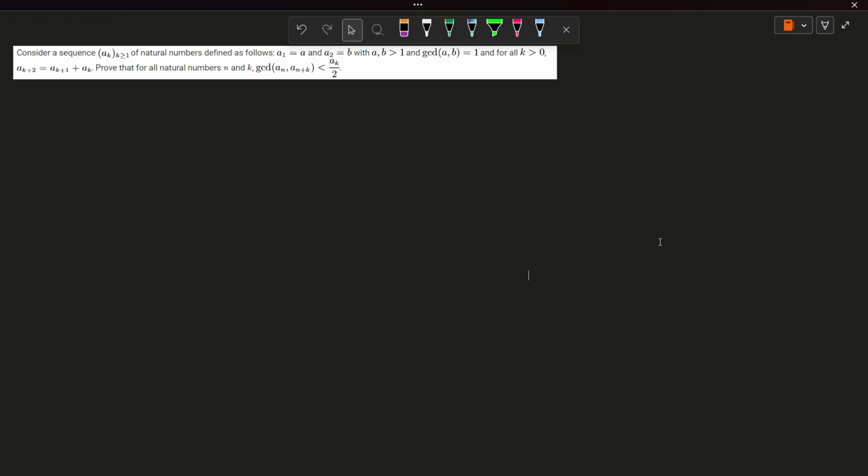Hello everyone, this is the second problem from RMO 2016. This is based on some concepts from the Fibonacci series. It states: consider a sequence a_k of natural numbers defined as a_1 equal to a, a_2 equal to b, with a, b greater than 1 and GCD of (a, b) equal to 1, and a_{k+2} equal to a_{k+1} plus a_k.